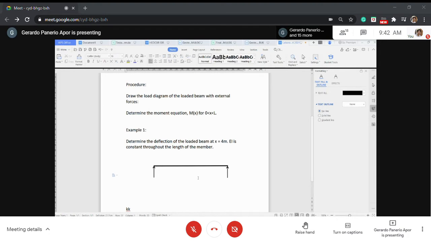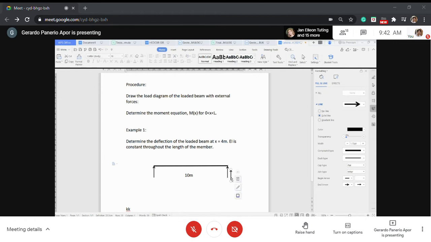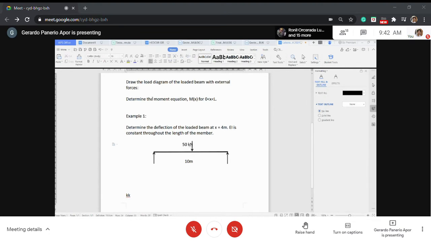And then this beam, I will say that this is 10 meters long. And then there is a load here at the middle. Copy, paste. There is a load here in the middle. Okay. And that load is 50 kN. So it is 5 meters from the support. 5 meters.